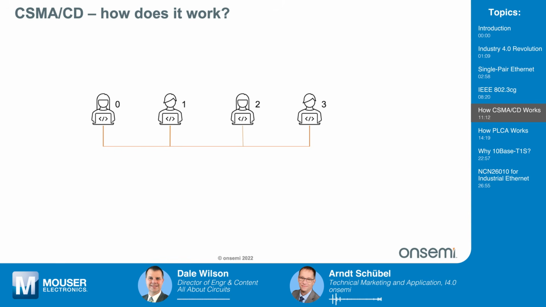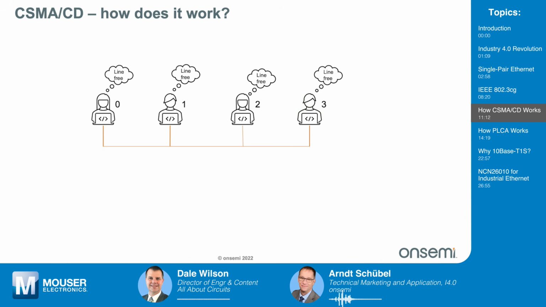And assume these stations are 0, 1, 2, 3 from the left. Station 0 wants to send data. So it puts its data on the line and sends it along. For this particular example, it wants to send to station number 3. All the others, because this is a bus system, can listen. They see the line busy, so they don't do anything. The receiving station picks up the data. Everything's fine. So no problem here.